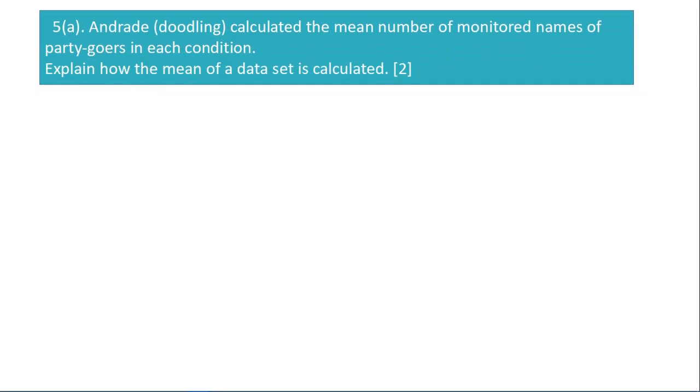Question 5A is on the screen now. Again, this is a type of question which calls for a generic understanding of basic statistics, not related to the study. You can see what needs to be written in contrast you see between an appropriate and inappropriate answer on the screen.